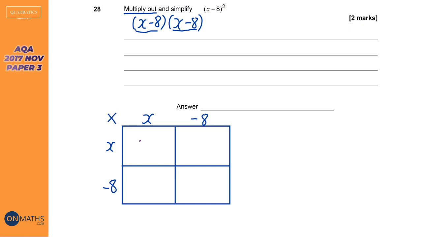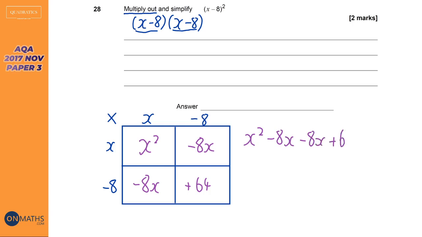So x times x is x squared. X times minus 8: a positive times a negative is a negative, and 8 times x is 8x. Same with this one, and then we've got a negative times a negative, which is a positive, and 8 times 8 is 64. Then we collect these terms together, so I'm going to write them all out next to each other.